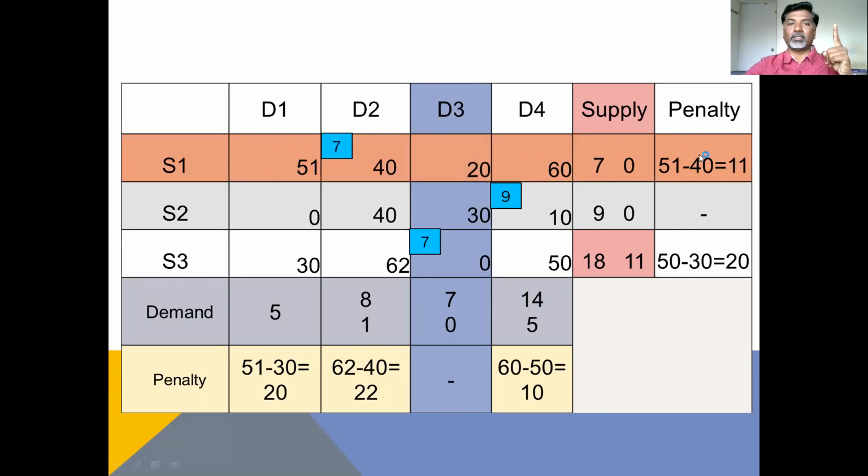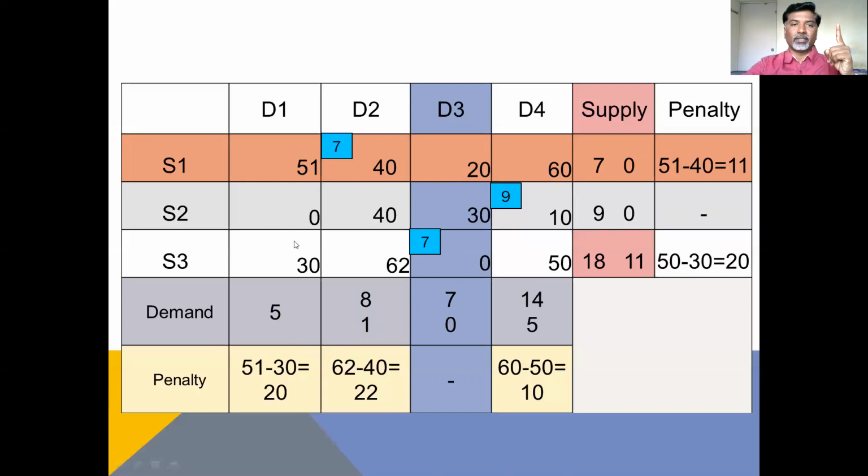Now for the third iteration, what do we have to take into consideration? We have to ignore this D3 and S2. So what are the values? 51, 40 and 60. Out of these, which is minimum? 40 is minimum. Next minimum is 51. So 51 minus 40 is equal to 11. In this case, minimum is 30, next minimum is 50. So 50 minus 30 is equal to 20.